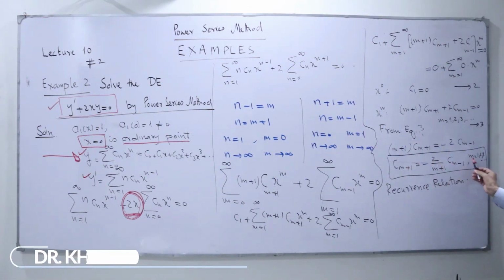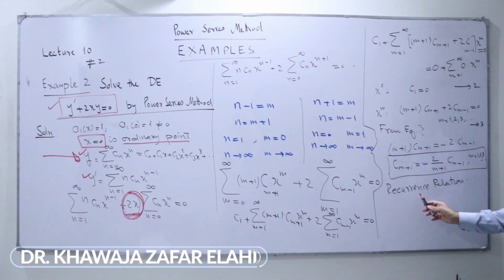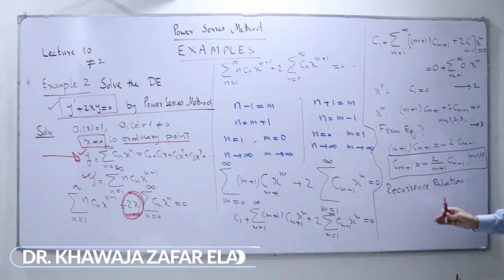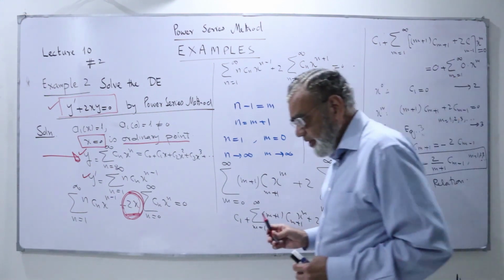So now this is for m from 1, 2, 3 to infinity. We call this one the recursion relation. I need this place, and before going to use that one, I just want to get a quick revision of what we have done.